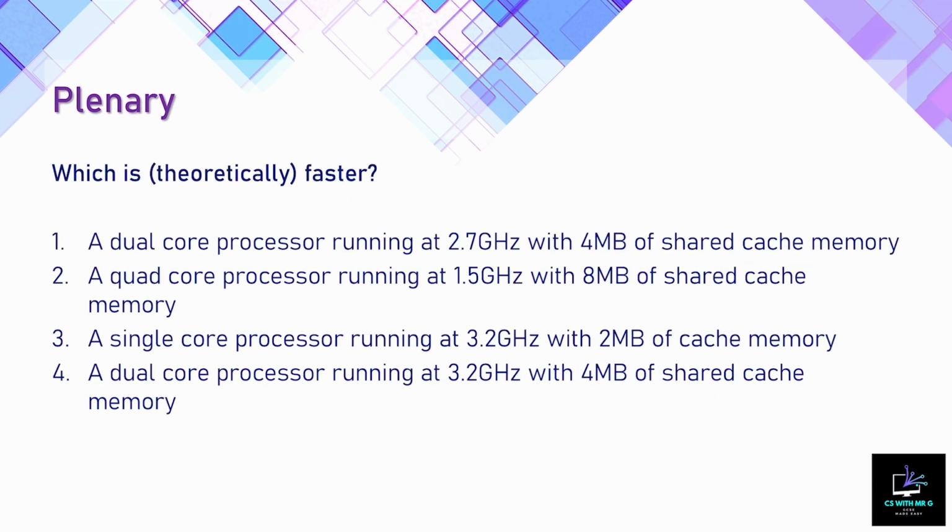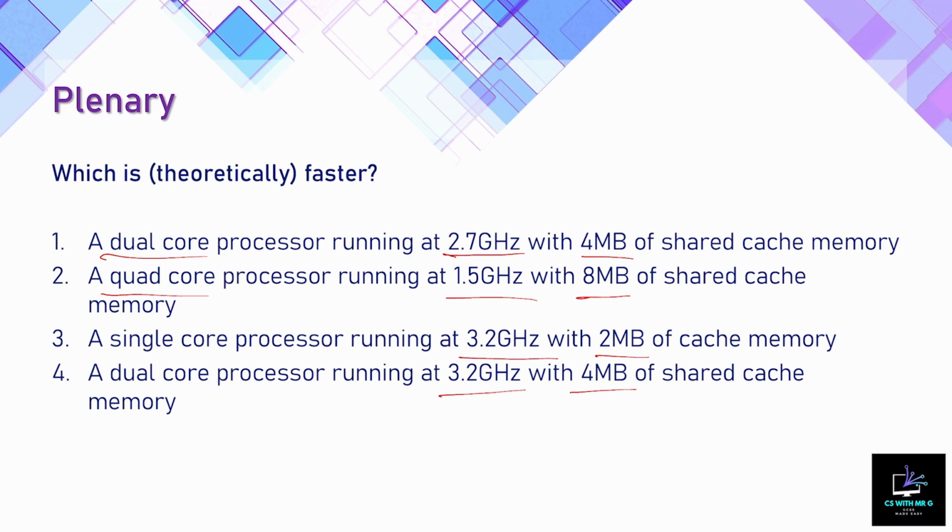So just to finish off, a nice simple question. Out of the 4 CPUs you can see listed, which is theoretically faster? We've got a dual core processor running at 2.7 gigahertz with 4 megabytes of cache memory. We've got a quad core running at 1.5 gigahertz with 8 megabytes of cache memory. A single core running at 3.2 gigahertz with 2 megabytes, and finally a dual core running at 3.2 gigahertz and 4 megabytes of cache memory.